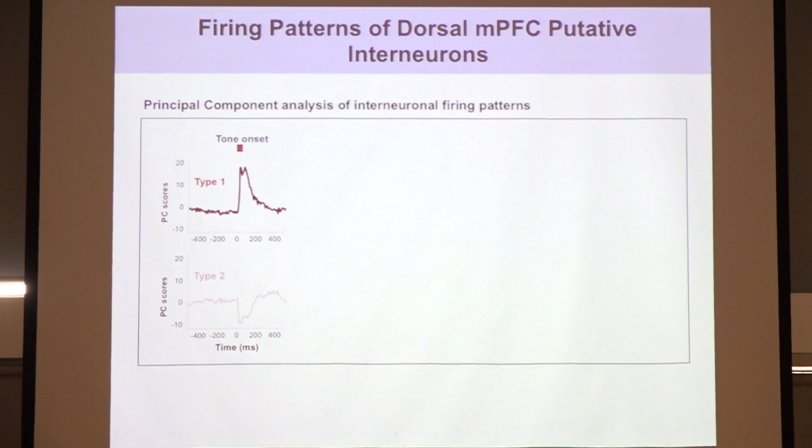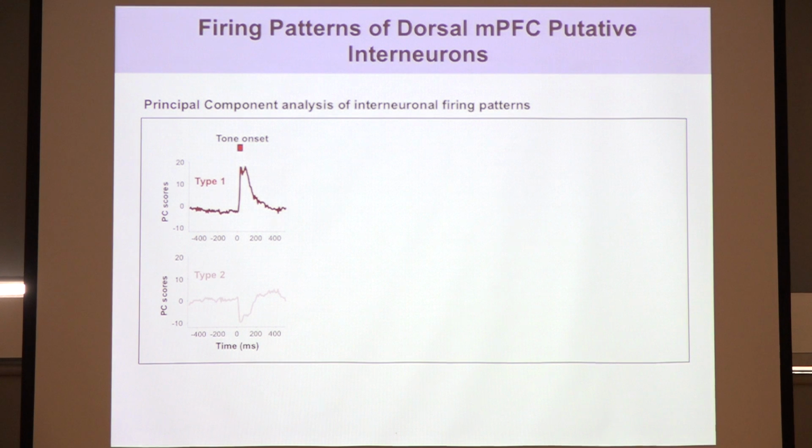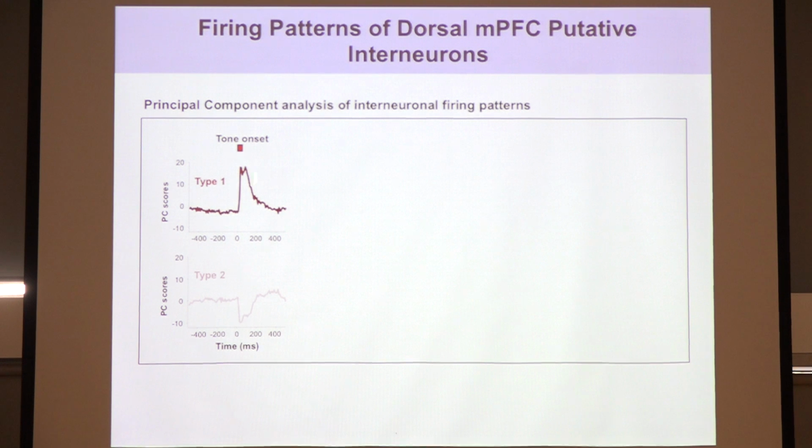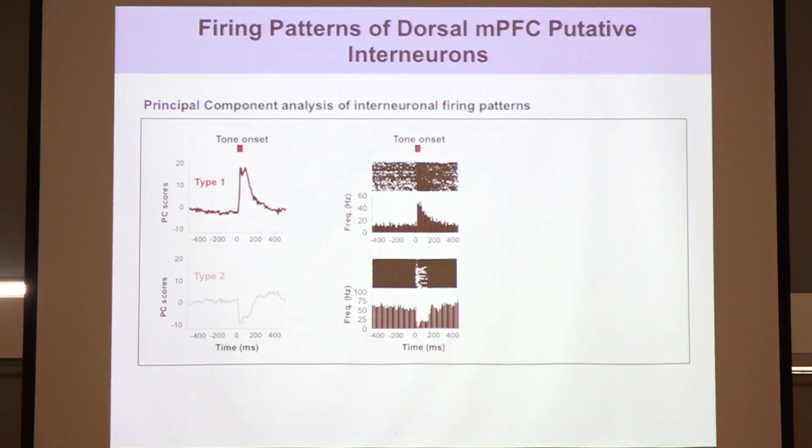So for this, we used an unbiased methodology called principal component analysis to identify the firing pattern of the neurons in response to the tone presentation. This is for interneurons. You have the tone onset here, and these are the two main patterns we observe for the inhibitory interneurons, patterns we call type 1 and type 2. Type 1 neurons are excited following the tone onset, and type 2 are strongly inhibited. This is an example of such a neuron, the excited one, type 1, or the strongly inhibited one, type 2.